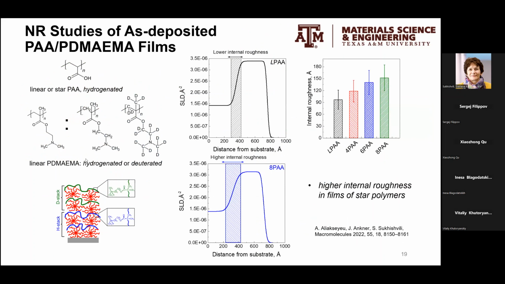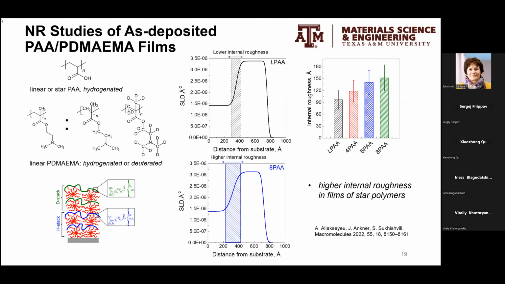Here is the chemistry of the polymers we are using, and the graph on the top shows the SLD profile for the film composed of linear polyacrylic acid. These are the experiments we did with acidic stars. You can see that the internal roughness is relatively low. You do the same after deposition and drying of the film, and you get a higher interpenetration with stars. So this internal roughness increases systematically, as probably expected.